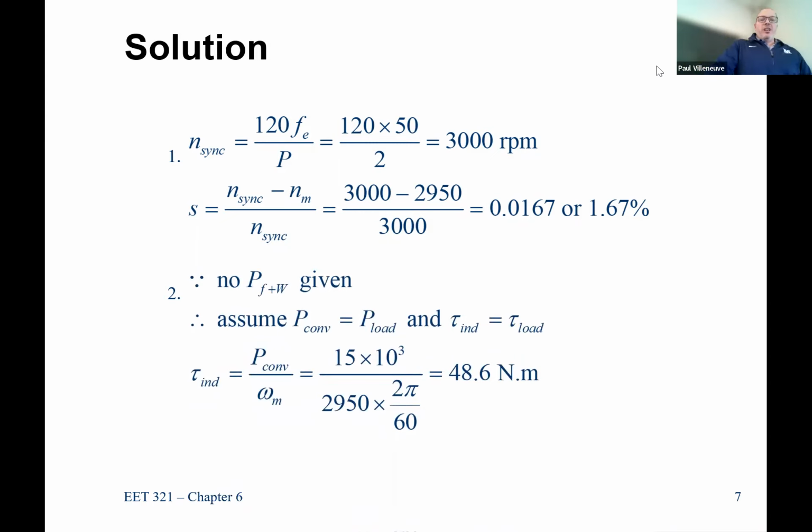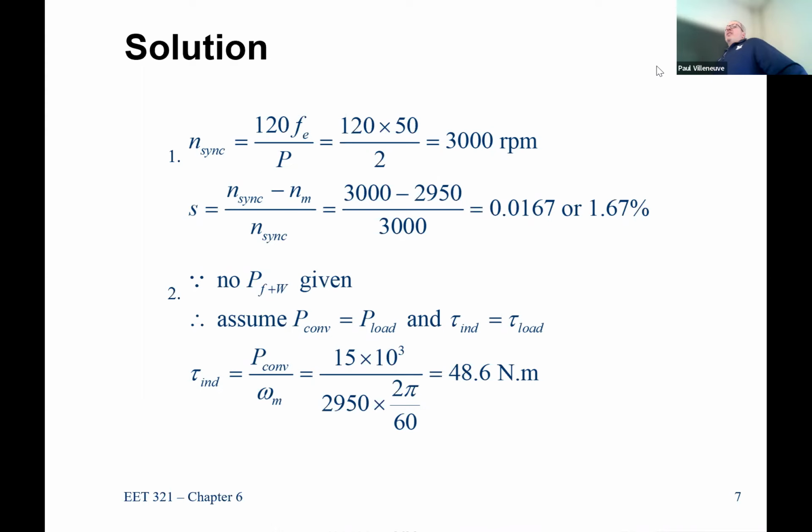There's no friction and windage losses, so we're going to assume that all our converted power is going to go to the load, okay? Remember, converted power is different than air gap power. Air gap is what goes from stator to the rotor. Converted power is the rotor power minus any rotor copper losses. So we just have to keep those in the back of my mind. If you get confused, just go ahead and look up that curve that shows where power is being dropped off.